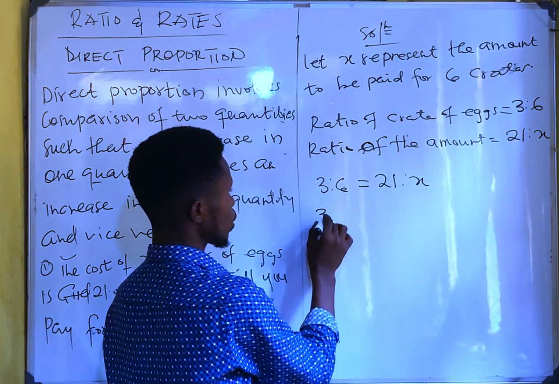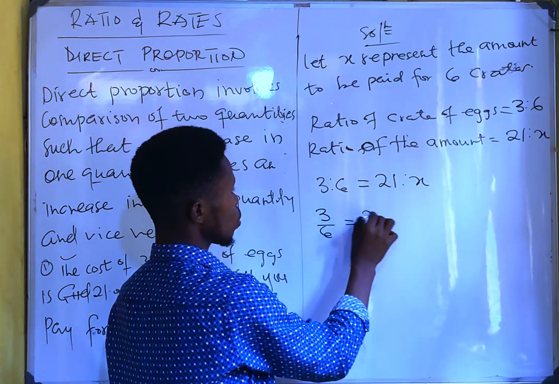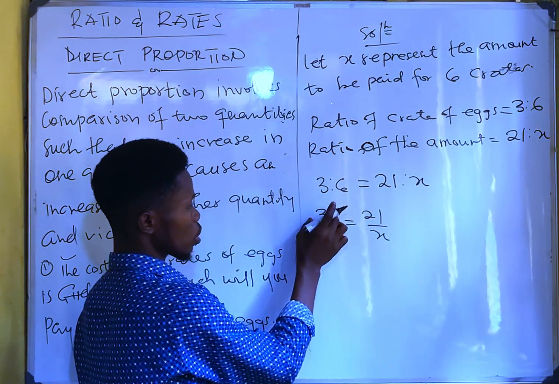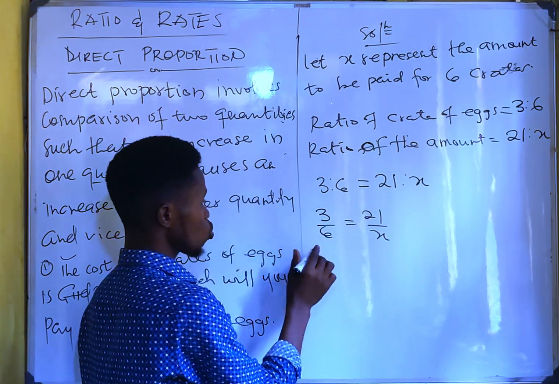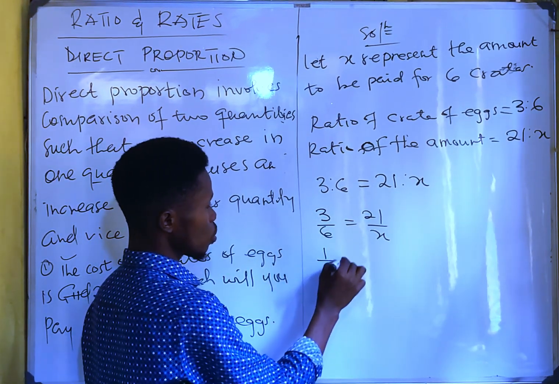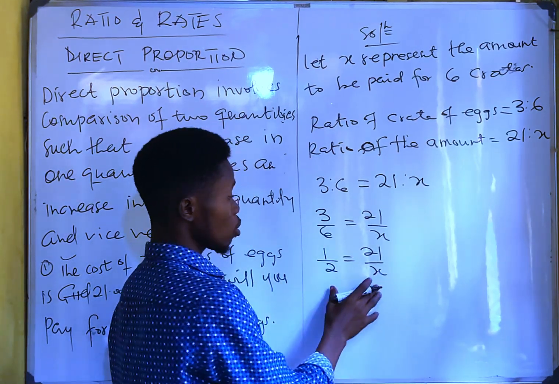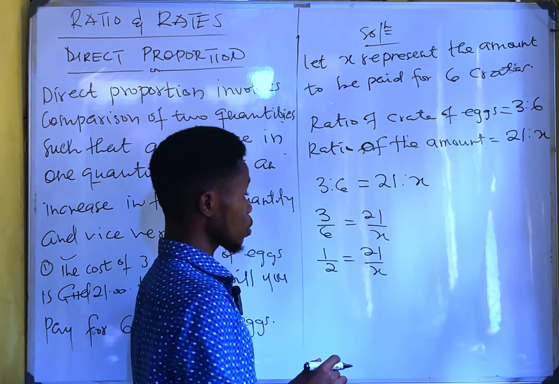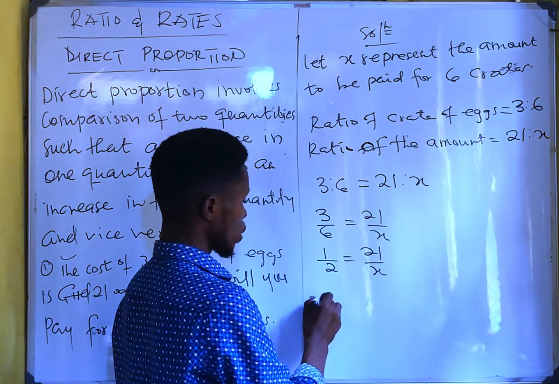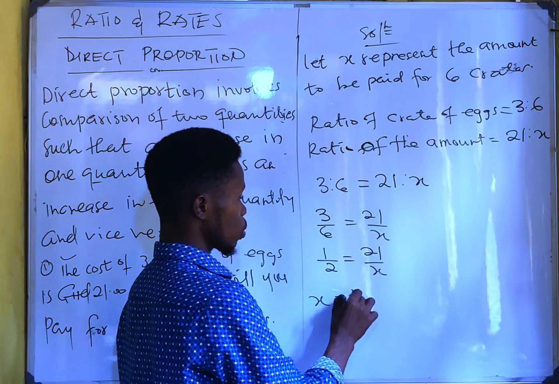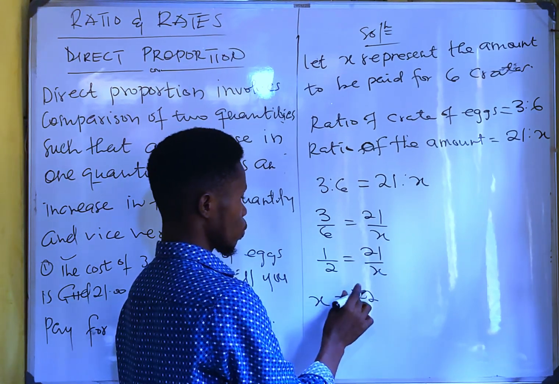So you know how to solve it. 3 over 6 equals 21 over what? I can break this one down. 3 goes into itself 1, and goes into 6 2. So you have 1 over 2 equals 21 over x. And I told you that something like this, you do simple cross multiplication. x times 1 is x, and 21 times 2 is 42.